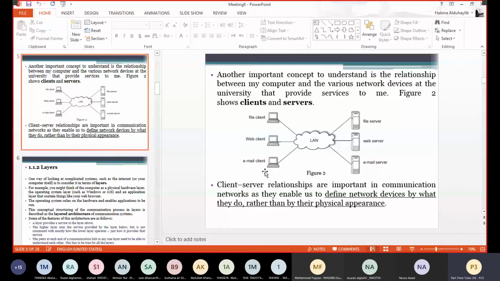Client-server relationships are important in communication networks as they enable you to define network devices by what they do rather than by their physical appearance. So you think about the service that you need to perform: you need to get the email, open a website, store a file or get a file. You don't know where it's stored. All you need is to request the file or type the address of the website.